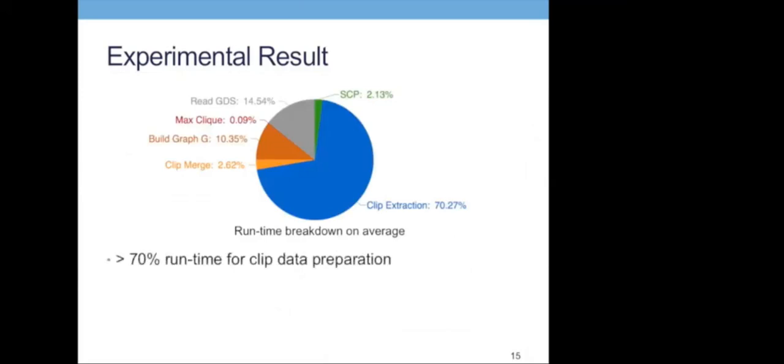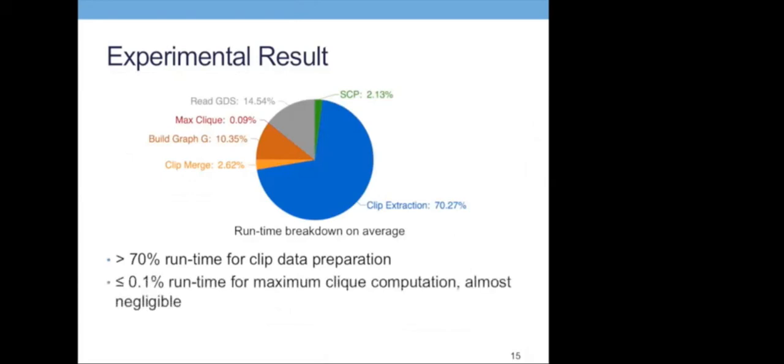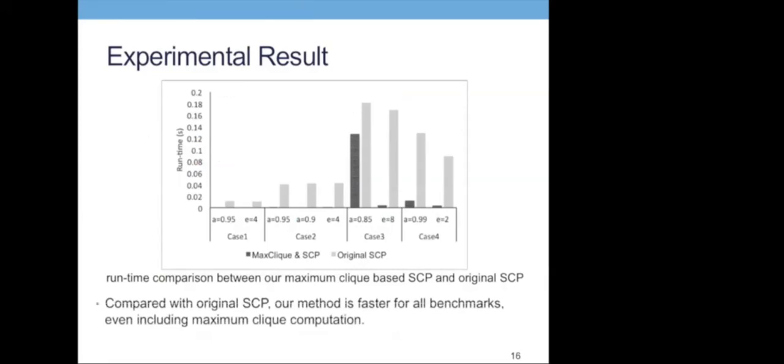This figure presents the runtime breakdown on average. In our implementation, more than 17% of the runtime is spent on the clip data preparation. The runtime for maximal clique computation is almost negligible, and the SCP clustering process is only about 2%. In this figure, we compare the runtime of original SCP and our maximal clique-based SCP. It can be seen that our method is faster for all benchmarks. This is mainly due to the maximal clique-based initialization and ending condition.